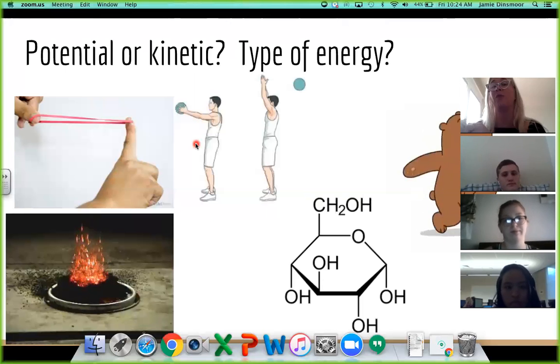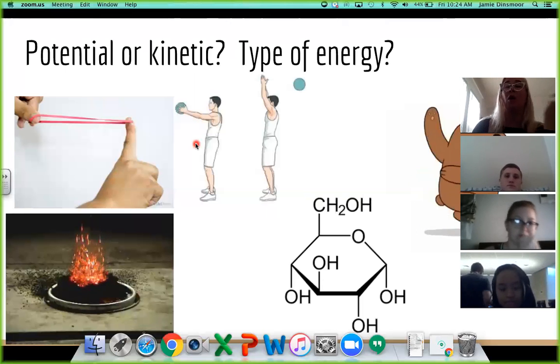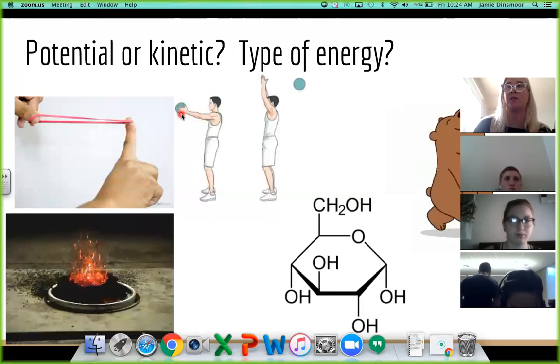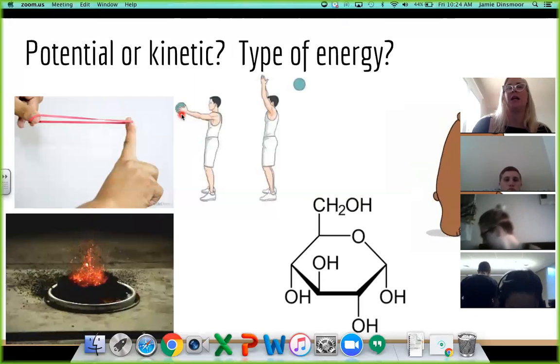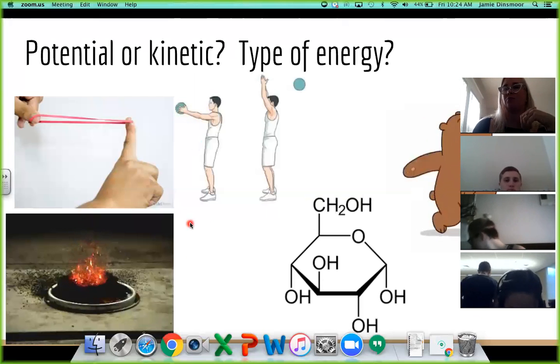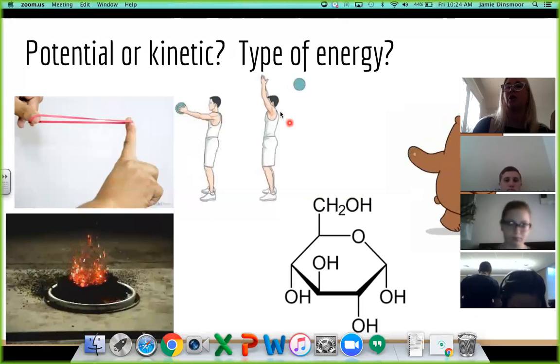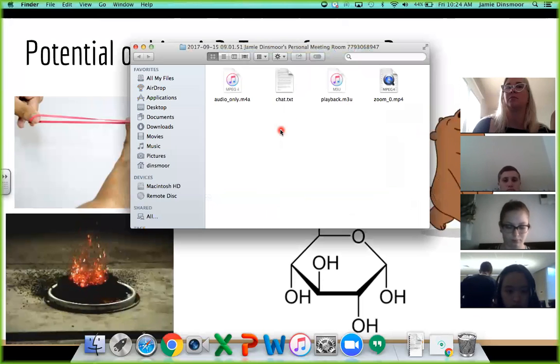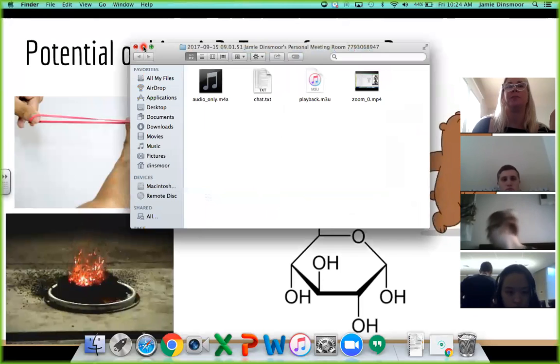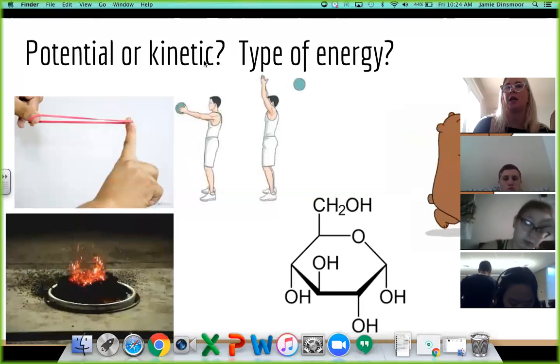Great, thanks, Janie Mate. Gravitational potential, right? All this has potential energy because he's holding the ball up. That's it. If he lets go, gravity will pull it down. Now, what about in this picture where the ball is in motion? Would we say that one is potential or kinetic?